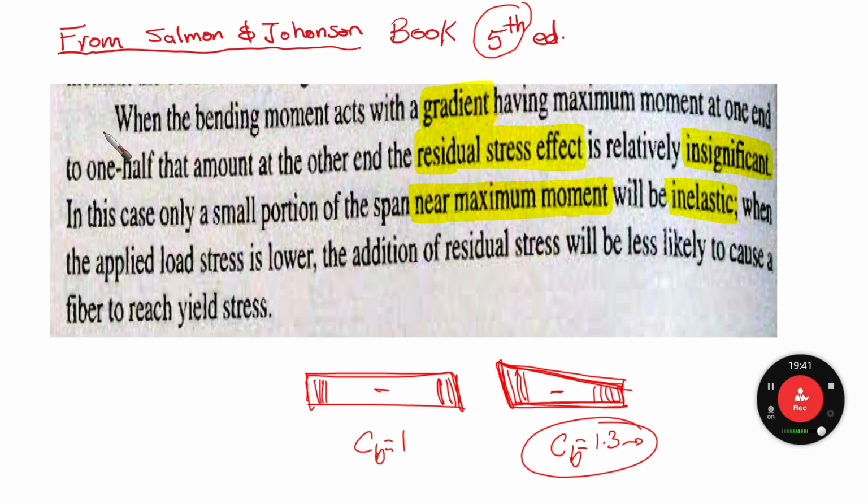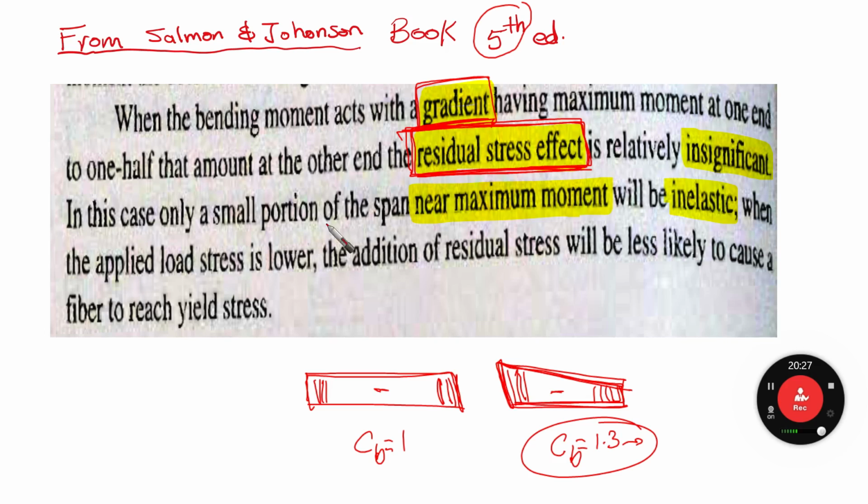So they put it like this: when the bending moment acts with a gradient, having maximum moment at one end to 1/2 that amount at the other end, the residual stress effect is relatively insignificant. Do you know what the residual stress effect is? I'm going to show it to you in a minute. But remember that residual stress is going to have a relatively insignificant role if we have a moment gradient.